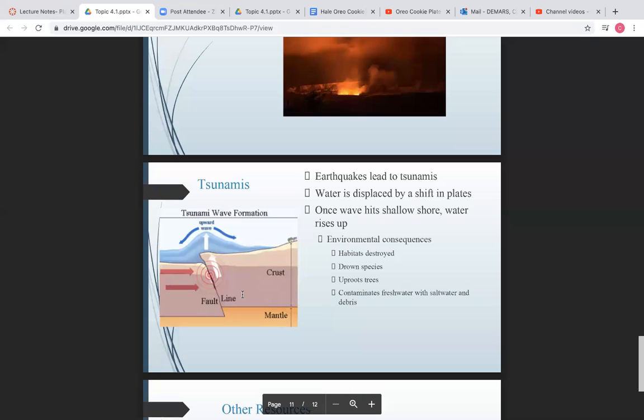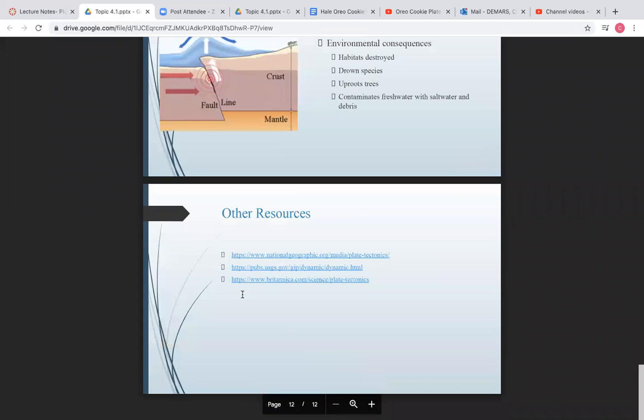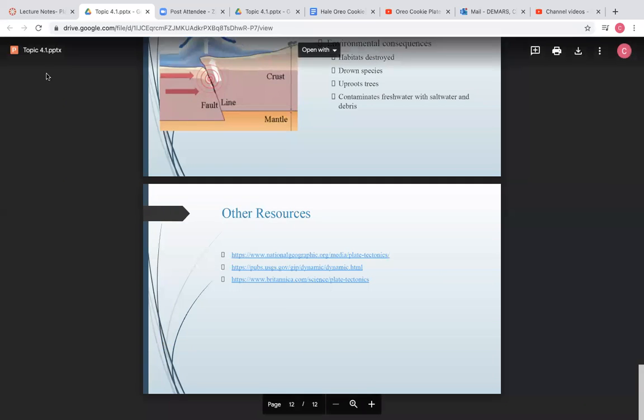And we know that when these tsunamis happen, it has a lot of consequences. It can destroy habitats, drown species, uproot trees, contaminate our water. So there are a lot of major consequences that stem from these plates moving and shifting and causing tsunamis, earthquakes, volcanoes. So there's some other resources if you're interested in looking more into this.